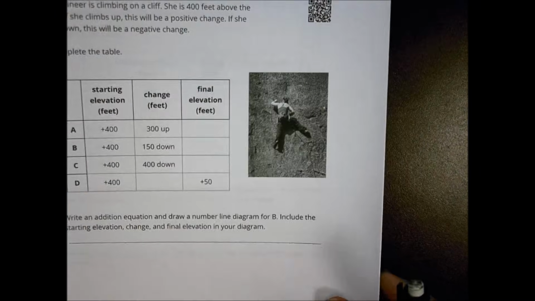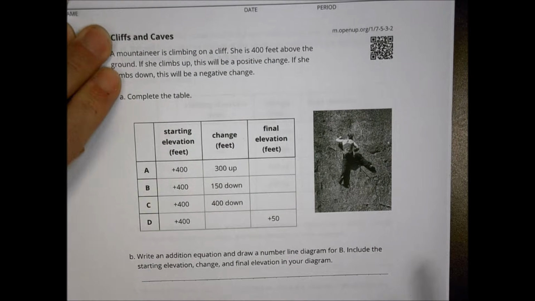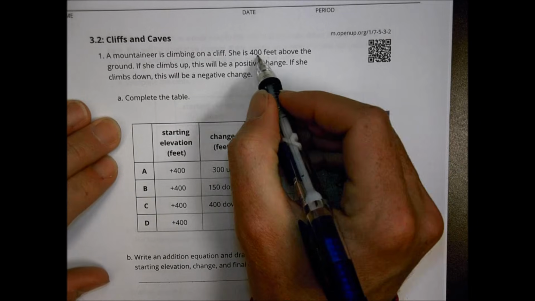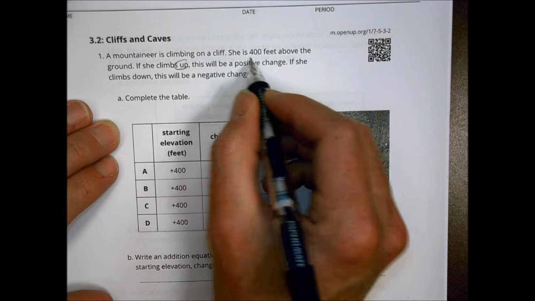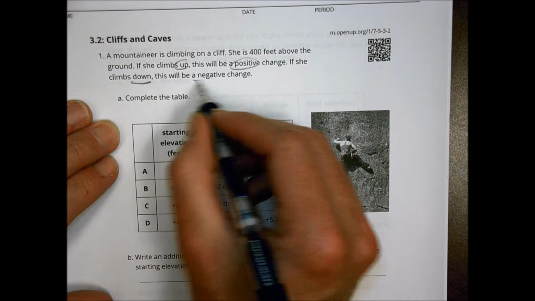We move to an activity called cliffs and caves next, and it says a mountaineer is climbing on a cliff. She is 400 feet above the ground. If she climbs up, this will be positive, so up is positive. If she climbs down, it'll be negative.